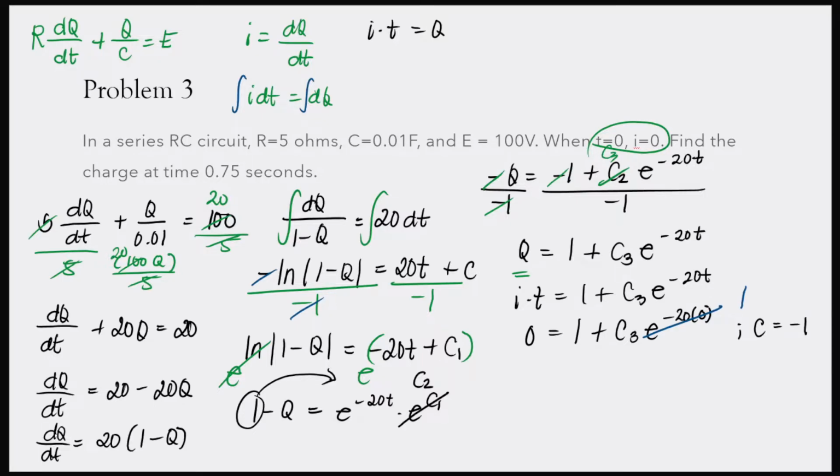Substituting, we get the particular solution: q is equal to 1 minus e raised to negative 20t. This is our particular solution, which we will be using to get the charge at time 0.75 seconds. So q is equal to 1 minus e raised to negative 20t, with t equal to 0.75 seconds.